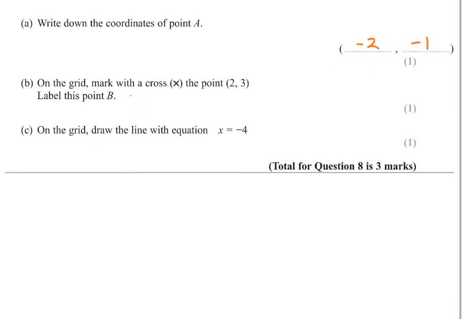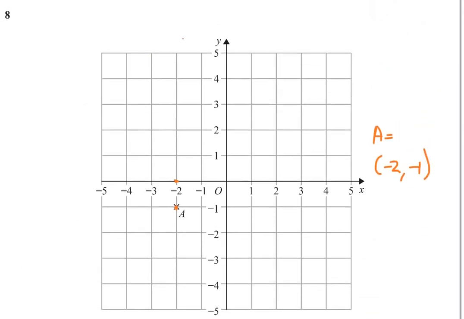On the grid, mark with a cross X the point 2, 3 and label it B. So to do this, we need to go along to 2 on the x-axis, that's here, and 3 on the y-axis, and that's where they intersect. So this is the point, oh, it said do it with a cross, didn't it? So there we go. This is the point 2, 3.